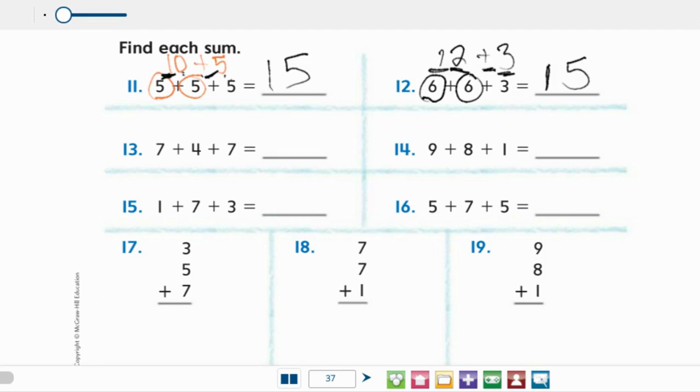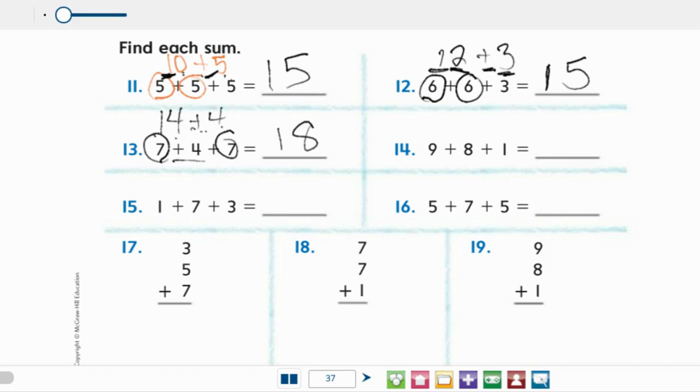For number 13, I've got 7 and 7. Those are doubles. But this one's a little different because my 2 that I circled are apart from each other. But I know that 7 and 7 is 14, and I need to use this plus 4. There we go. 4 plus 4 is 8. 1 plus 0 is 1, so my answer is 18.